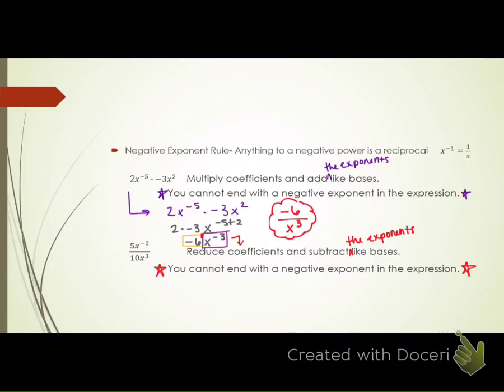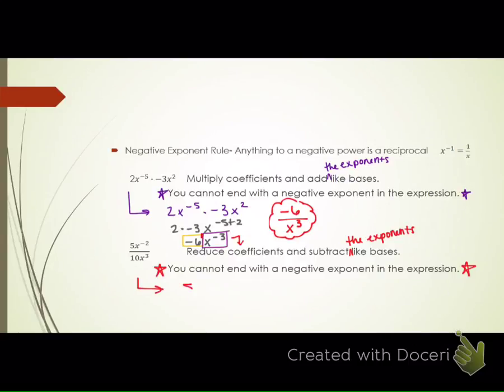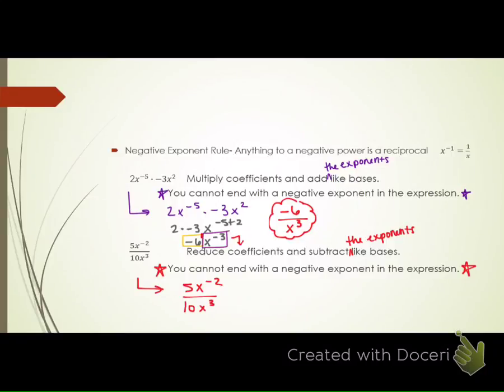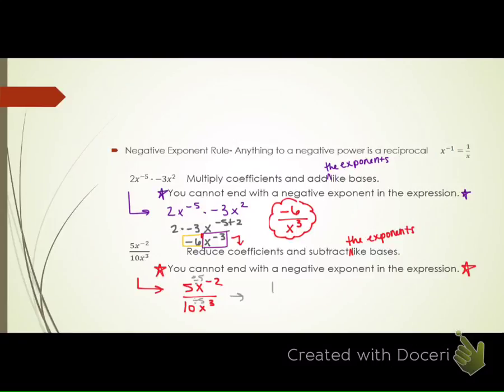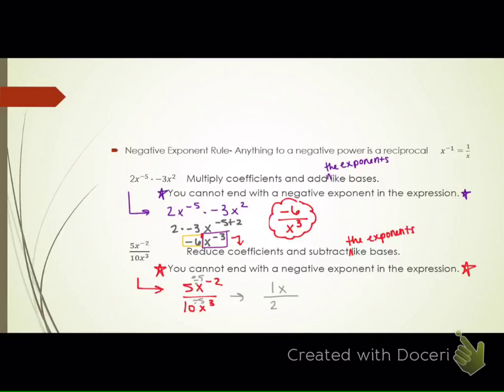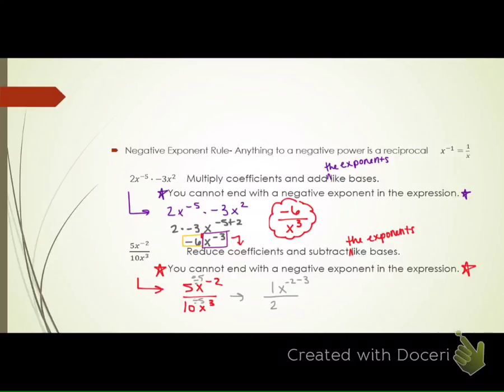So if we're looking at this example here, what goes into both 5 and 10? 2. Okay, I know why you got 2, but what number actually goes into both of them? 5. So we divide top and bottom by 5. When you divide, you subtract the exponent. So I have a 1 over 2. And I subtract negative 2 minus 3. Numerator minus denominator pulls that base up to the numerator. So that gives me x to the negative 5th over 2.